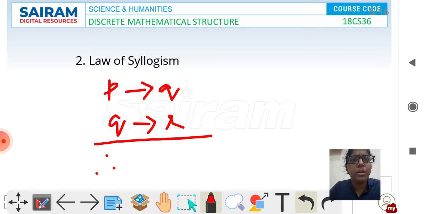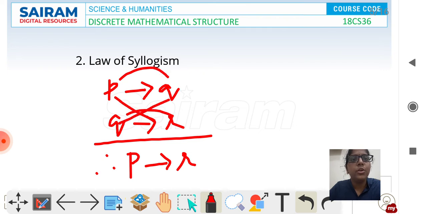Therefore, it will become p implies r. P implies q, q implies r, so it will become p implies r. Clear? So this is the law of syllogism.